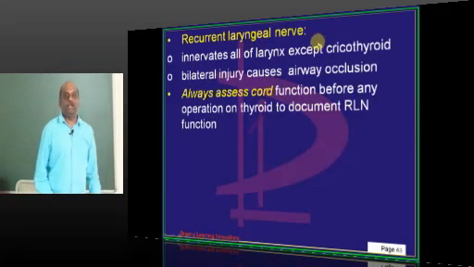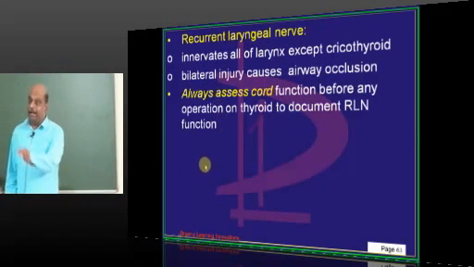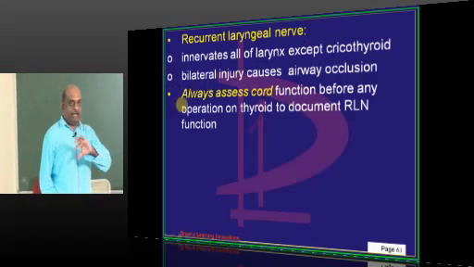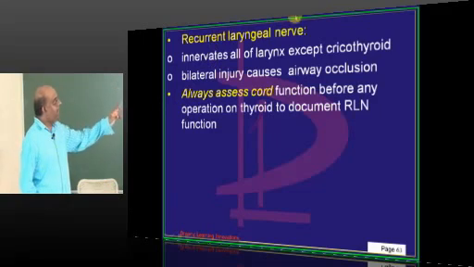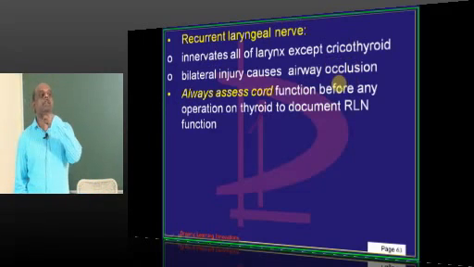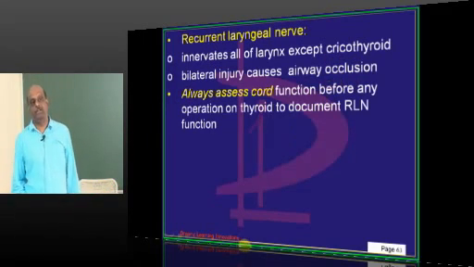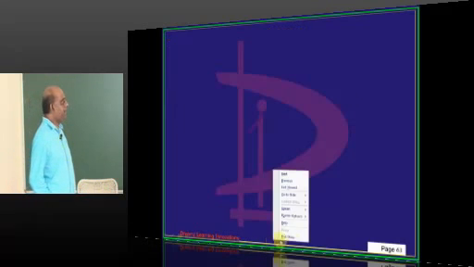Then how about the recurrent laryngeal? The recurrent laryngeal innervates the entire larynx except the cricothyroid. And any bilateral injury of that will typically lead to development of respiratory obstruction, is what you have to appreciate, doctor.